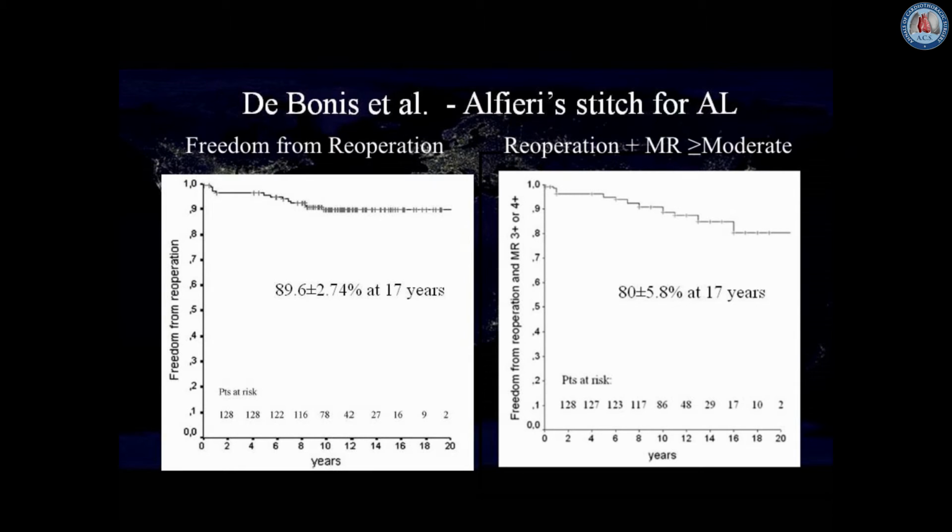They reported a freedom from reoperation of 89% at 17 years. And if you add recurrent severe and moderate mitral regurgitation to the reoperation, 17 years later, 80% are free from both, which are quite spectacular results, considering that this is only anterior leaflet prolapse.